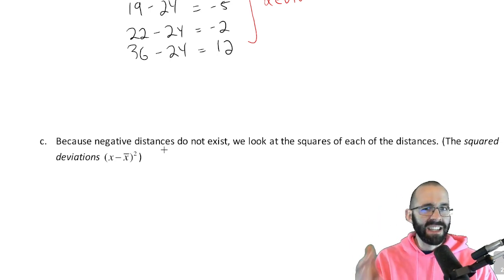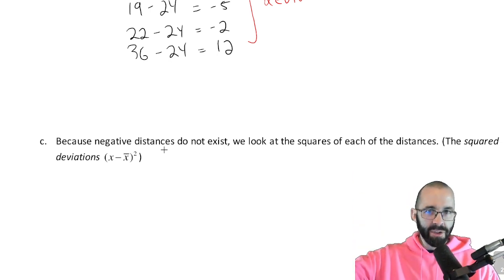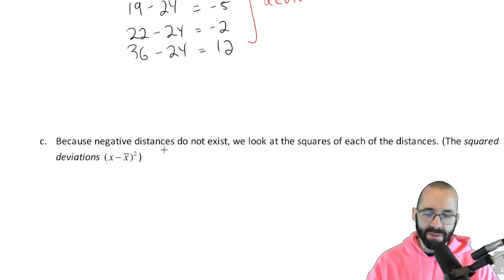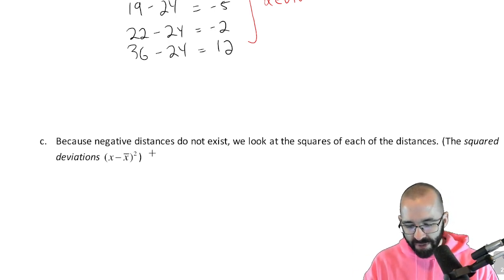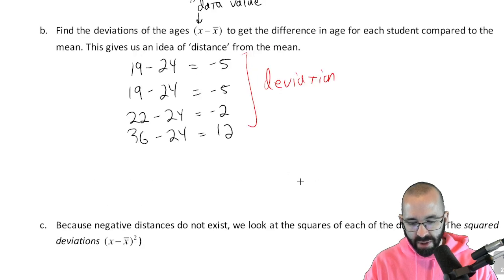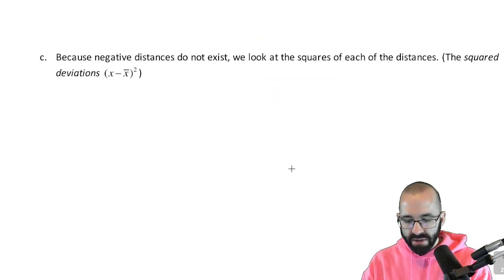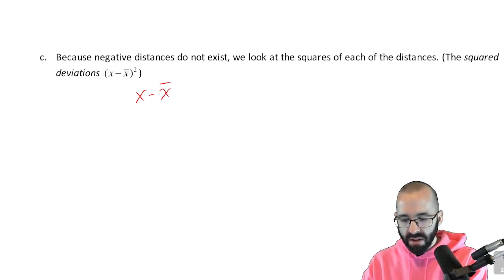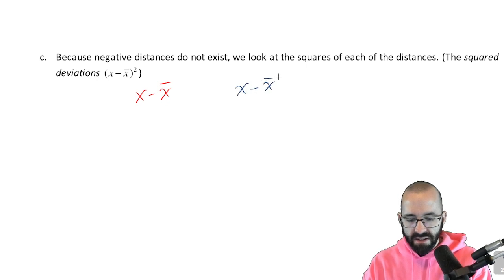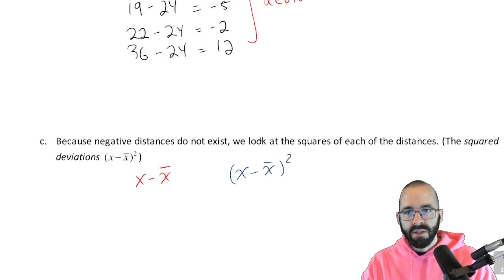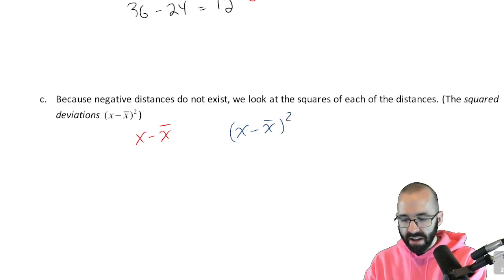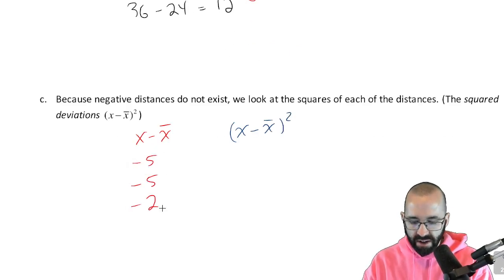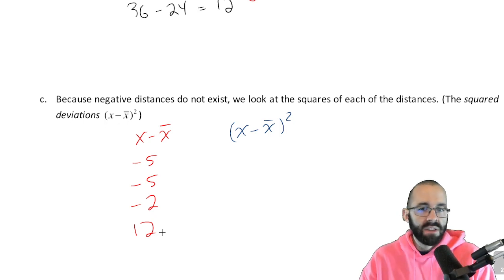Even though absolute values are really easy to do by hand, when you get into calculus and further beyond, absolute values cause a lot of problems. So let's find the squares of the distances. That's what we need to do next. The distances, the deviations, were -5, -5, -2, and 12. We just need to square each of those.